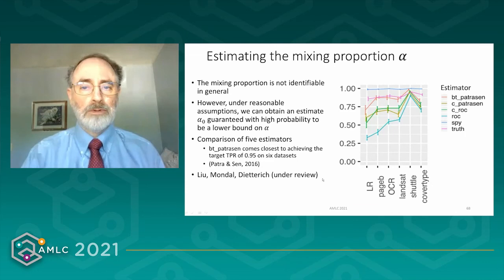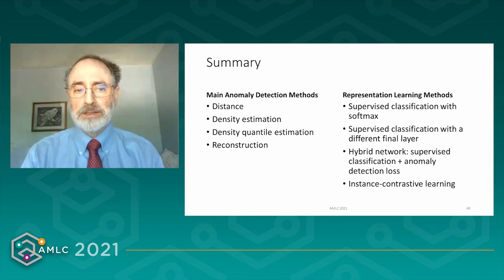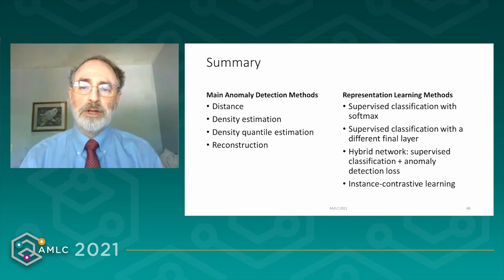So let me wrap up this entire presentation by reviewing what I covered. So first we talked about the main families of anomaly detection methods: distance-based methods, density methods, density quantile estimation, and then reconstruction error. And then we switched and looked at deep learning from the point of view of learning a good representation in which we could use distance or density estimation or density quantile estimation, or possibly reconstruction.